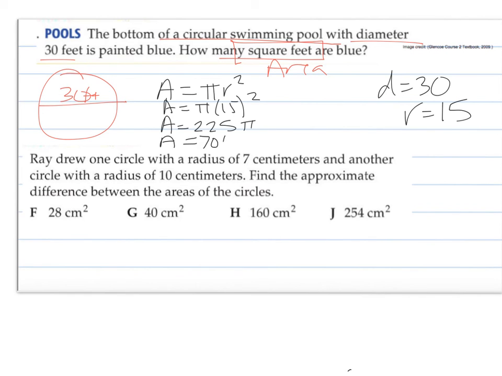Area is 706.858. So area is approximately, rounded, we're going to keep with our tenths, 706 and 9/10 square feet.